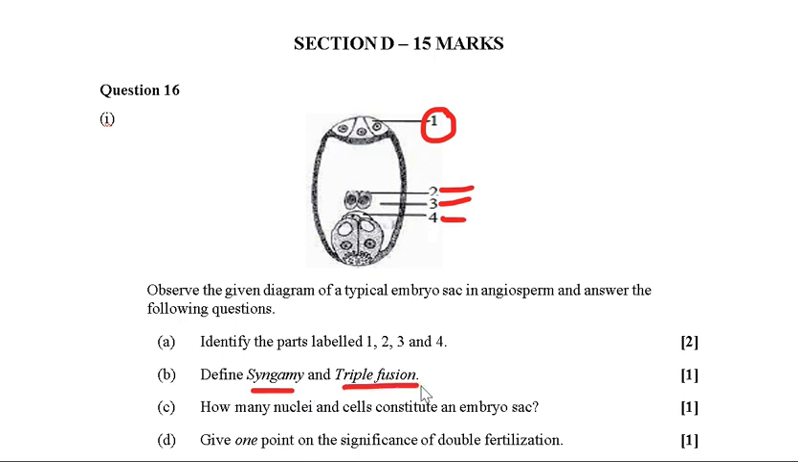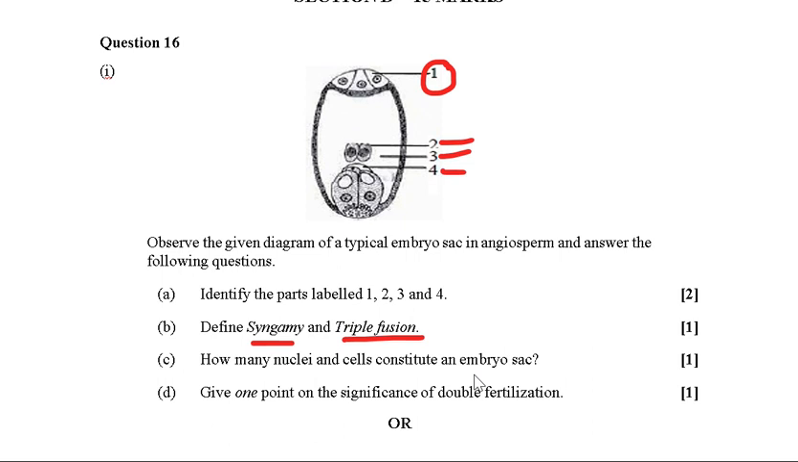What is the meaning of triple fusion? Triple fusion involves fusion of second male gamete with the secondary nucleus or with two polar nuclei forming a triploid nucleus, okay, called the primary endosperm nucleus. I repeat, triple fusion involves fusion of second male gamete with the secondary nucleus or with two polar nuclei forming a triploid nucleus 3N called the primary endosperm nucleus.